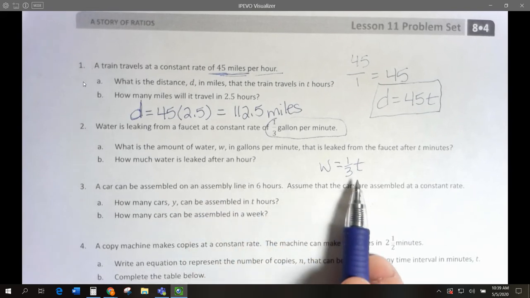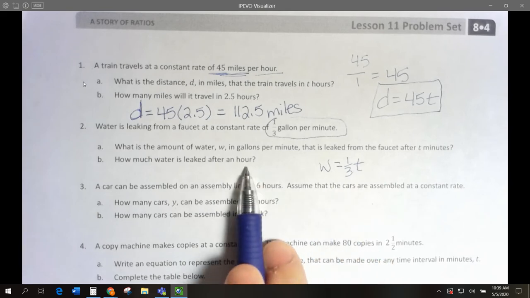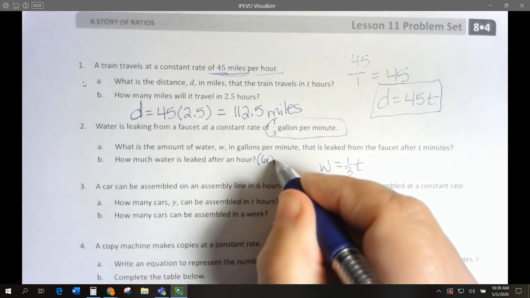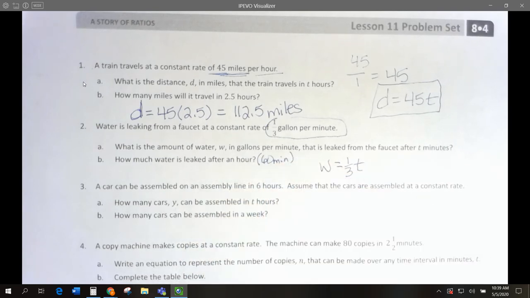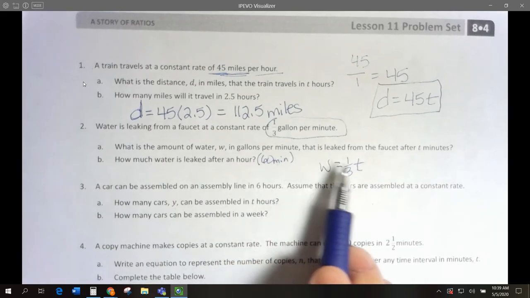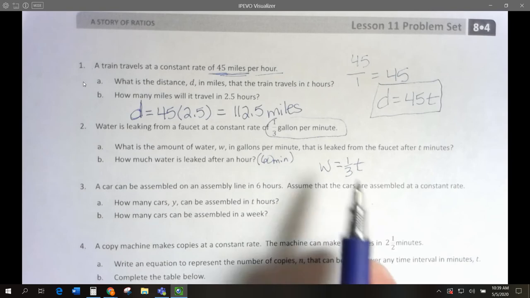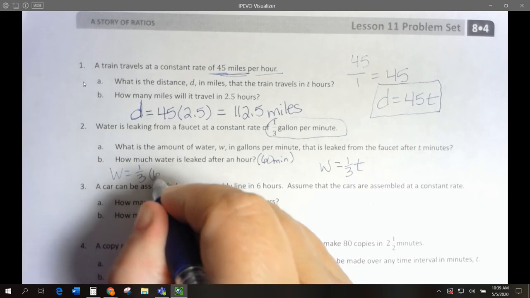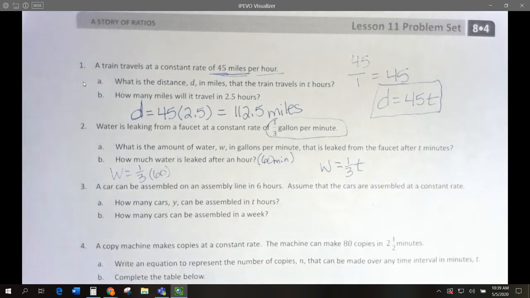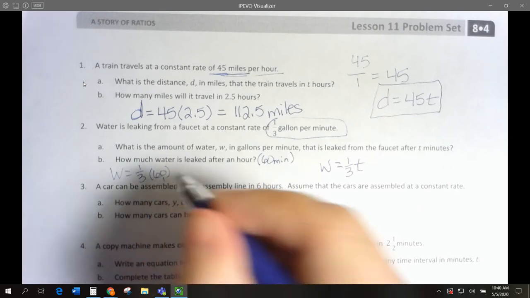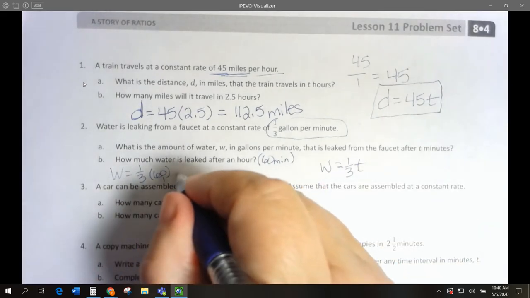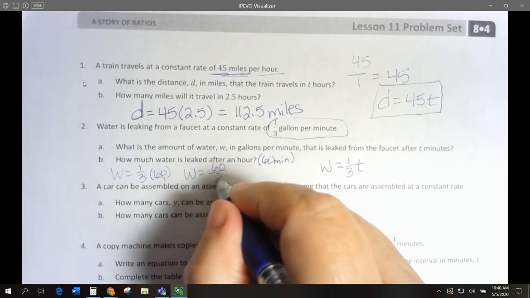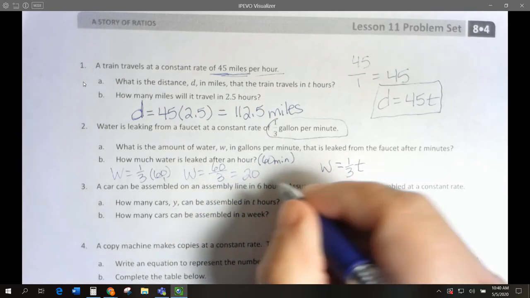So how much water is leaked in an hour? Well, notice that this time is in terms of minutes. So think of an hour. How many minutes are in an hour? An hour is the same as 60 minutes. So we're going to have to put in 60 for t because we want it in terms of minutes. So our W is going to equal 1/3 times 60. If you remember how to multiply fractions, make that 60 over 1. So W is going to equal 60 over 3, so it's going to be 20 gallons.